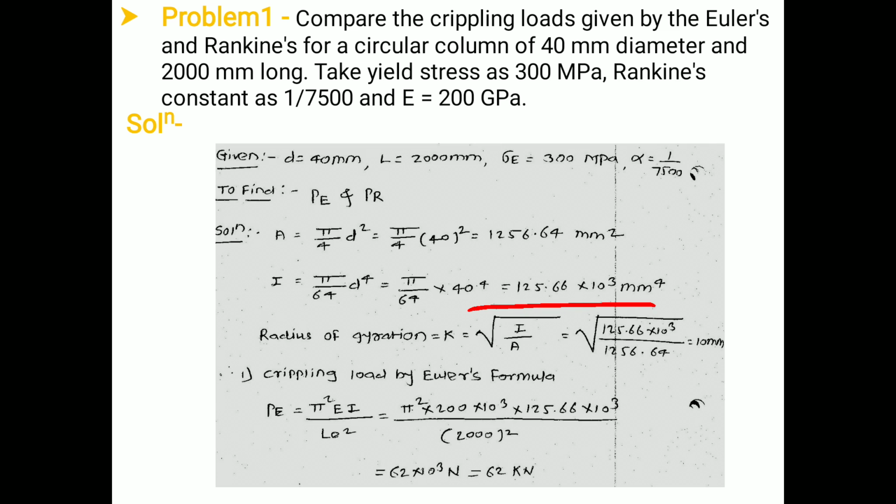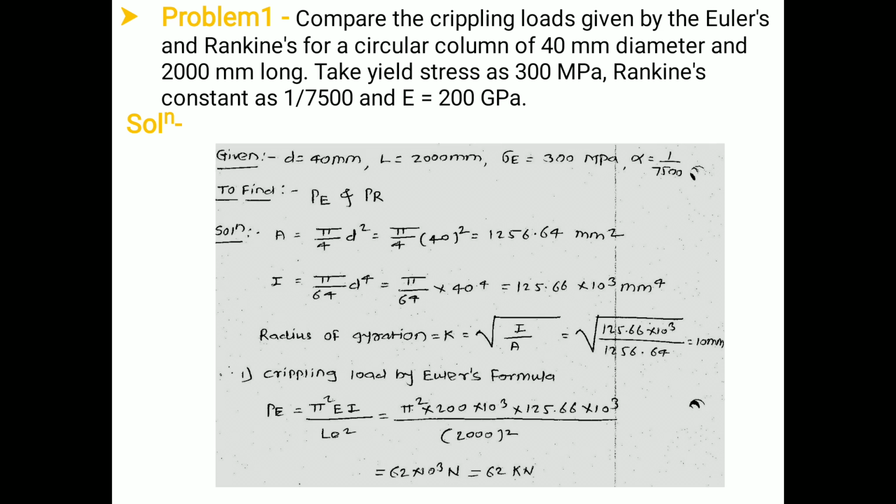Once you know the moment of inertia and the area, we can easily find the radius of gyration, that is k. K is equal to under root of I upon A. After putting the values of I and A, we have the value of k equal to 10 mm. We have the radius of gyration equal to 10 mm. Therefore we will find the crippling load. First we will find the crippling load by Euler's formula, and after that by the Rankine formula.